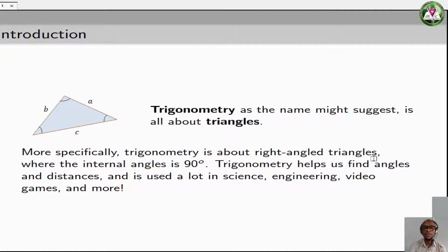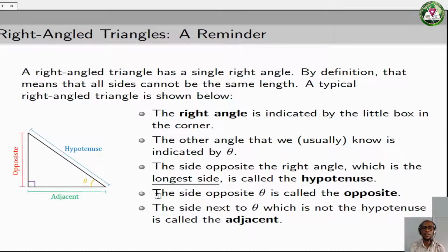Now, trigonometry helps us to find angles and distances. It's very important that you understand this, that trigonometry helps us to find angles, the value of angles, and distances, and is used a lot in science, engineering, video games, and more. So now let's revise what right angle triangles are.